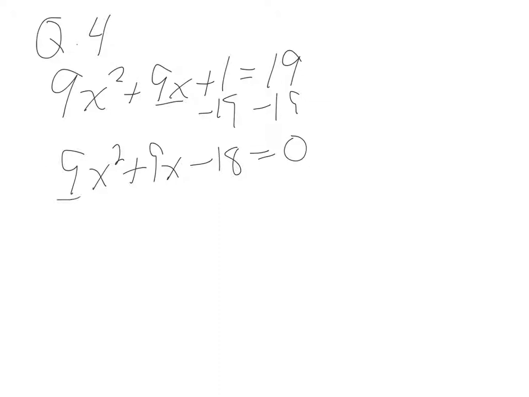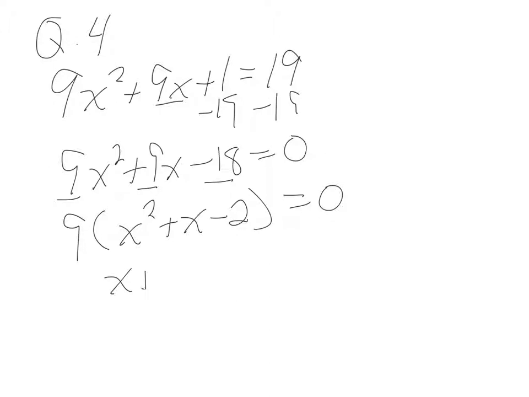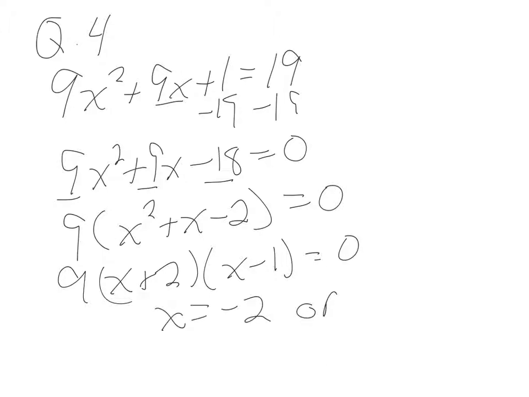When I look at this, I see that I have a 9 and a negative 18, which means that they have a greatest common factor of 9, which I can pull out, and I'll now have x squared plus x minus 2 equals 0. X squared plus x minus 2 is a factorable trinomial. (x plus 2)(x minus 1) equals 0, which means that x equals negative 2 or x equals 1.